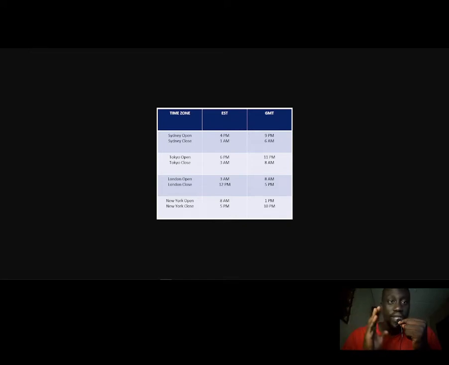So the forex market, as we know it, can be traded 24/7. But within this 24/7 are four different sessions, right? As we can see, the first session that we can talk about is the Sydney session. Then we have the Tokyo session. Then we have the London session before we have the New York session.